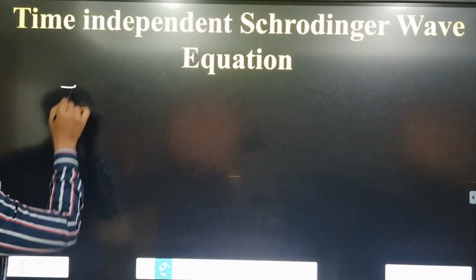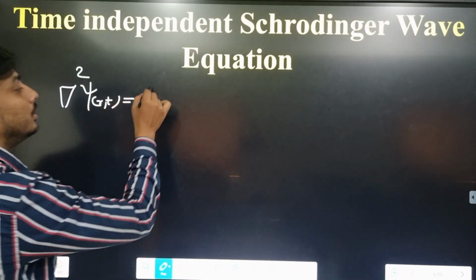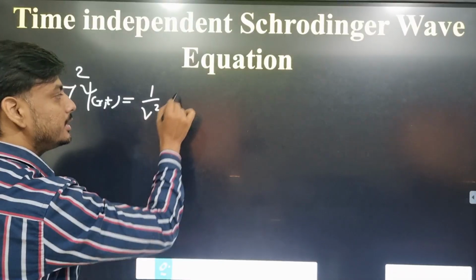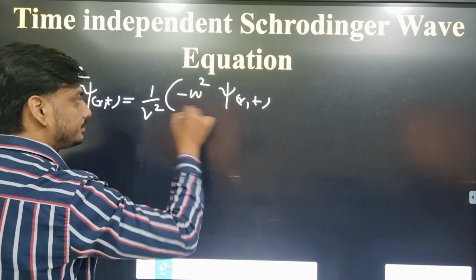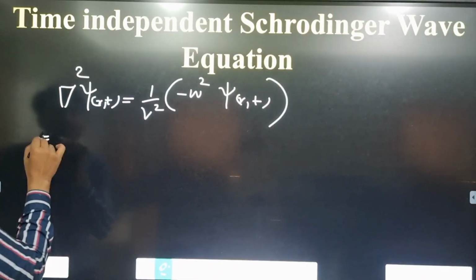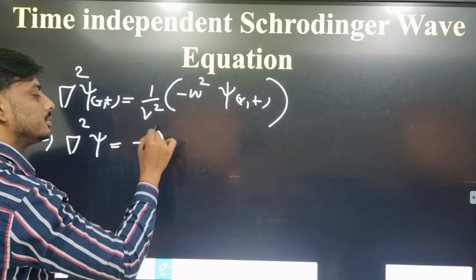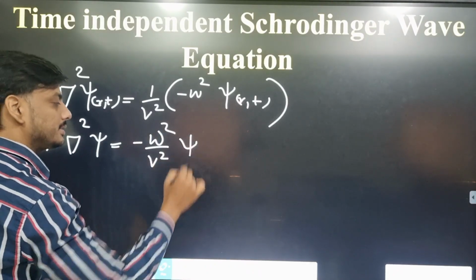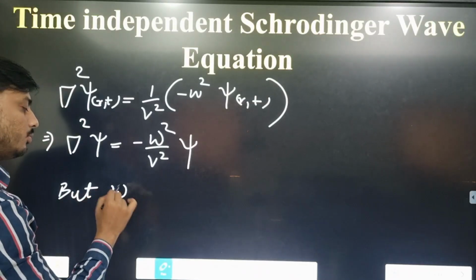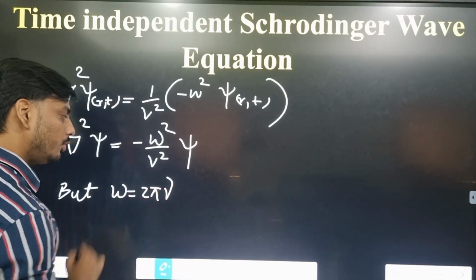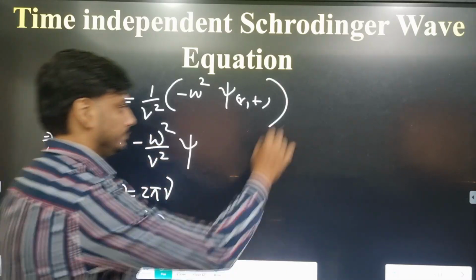So if we use equation 1, our del square psi function of r,t is equal to 1 by v square d square psi by dt square. This is nothing but minus omega square psi function of r,t. So we get del square psi equal to minus omega square by v square psi. You can also omit r,t. But omega is 2 pi nu and velocity is nu lambda. We can use that here.